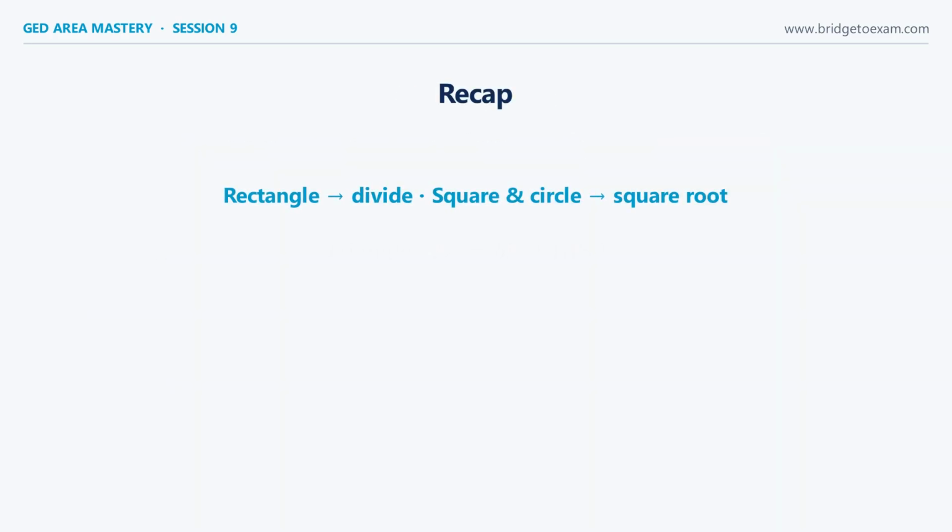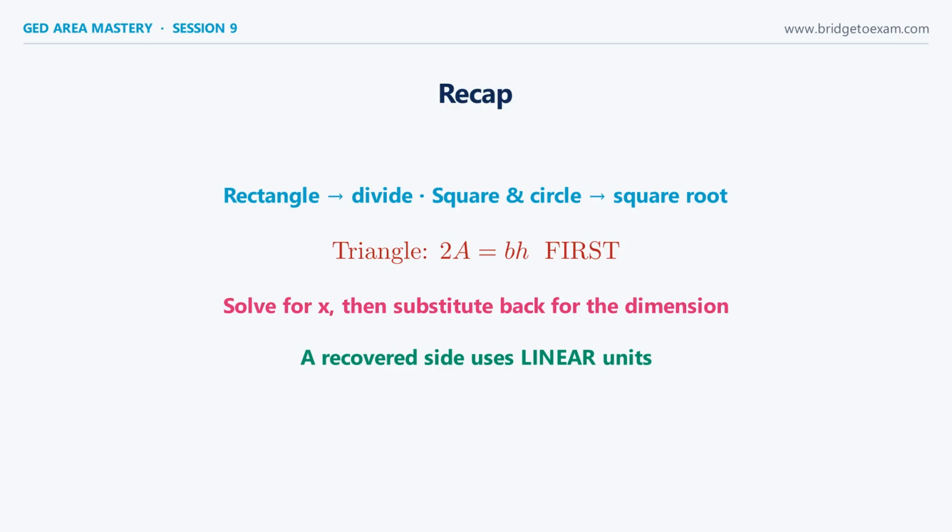Let's recap. Area formulas are equations. Run them backwards. Divide for a rectangle. Square root for a square or a circle. For a triangle, undo the 1/2 first. Solve for x, then substitute back for the dimension actually asked for, and a recovered side uses linear units.